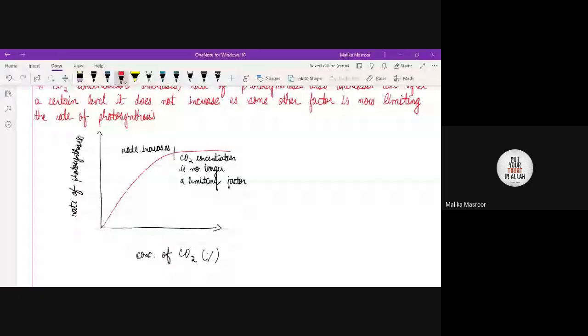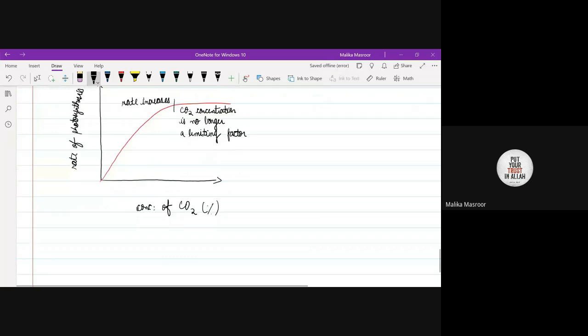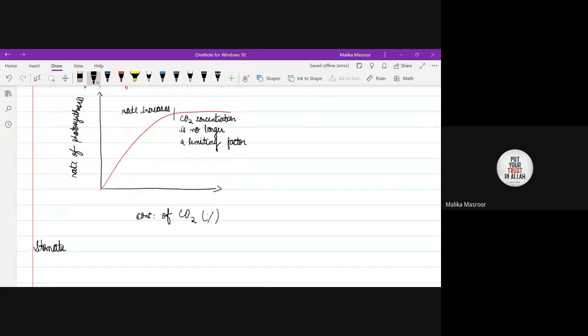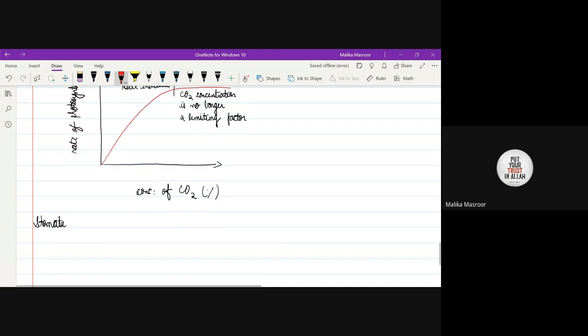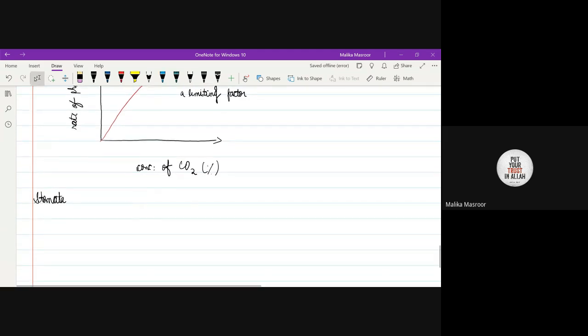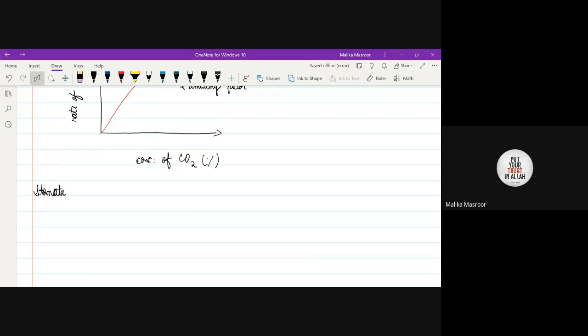Right, so you can see rate initially increases and then after a certain point does not increase because now some other factors are affecting the rate of photosynthesis. Now, in your carbon dioxide concentration, stomata will play a role. So stomata plays an important role because carbon dioxide diffuses into the leaf through the stomata. If stomata are closed, photosynthesis cannot take place because the plant requires one of the raw materials.